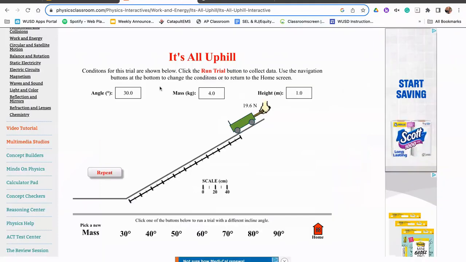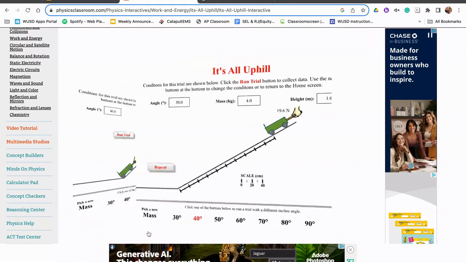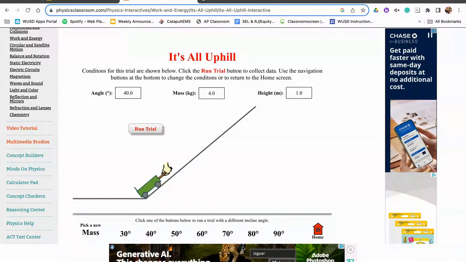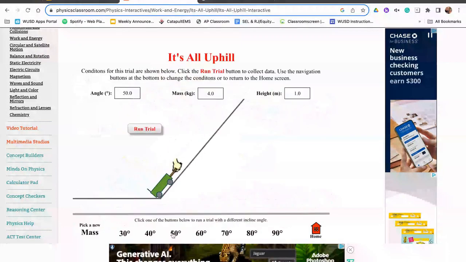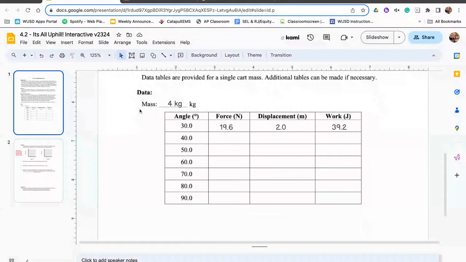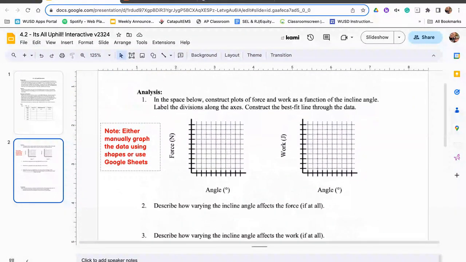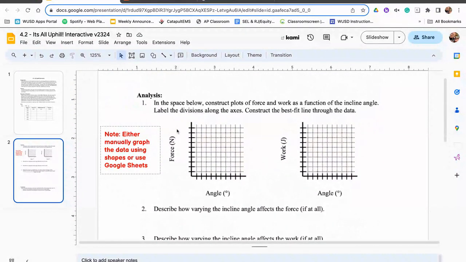When you want to go ahead and switch the angle, don't pick a new mass. Just go from 30, pick 40, and it'll reboot the simulation, pick 50, etc., and continue to finish the entire data table. Now, once you guys finish collecting your data, you'll see that I've left a little note here. In the first part of the analysis, you're going to be expected to graph your data. So you're going to be graphing force versus angle, and then you're going to be graphing work versus angle.